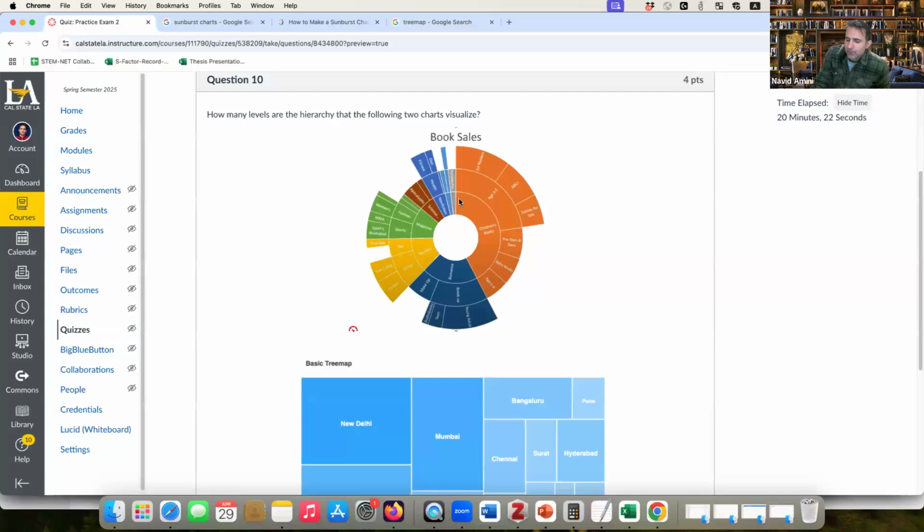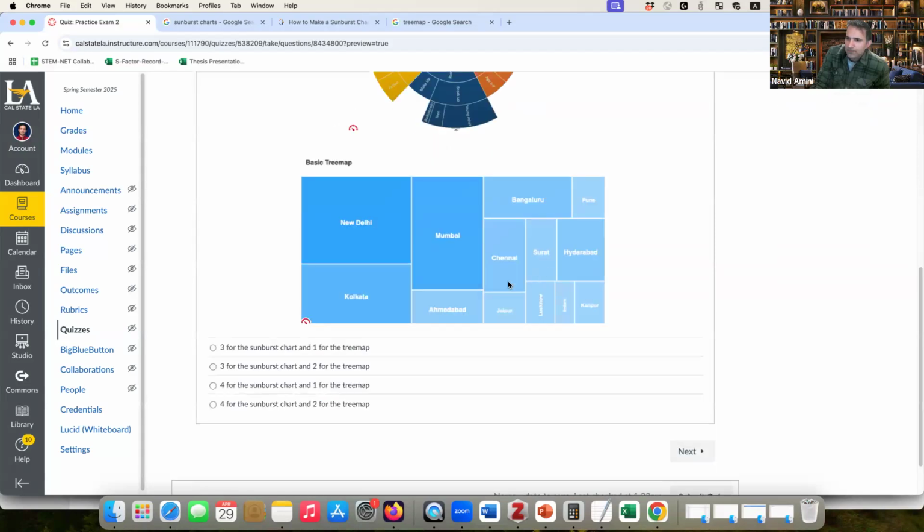the sunburst chart, we have this white circle here, and around it we have this ring. So 1, 2. And here, level 1 is the whole real estate, and level 2 is the smaller rectangles. So 4 for the sunburst chart, 2 for the tree map.